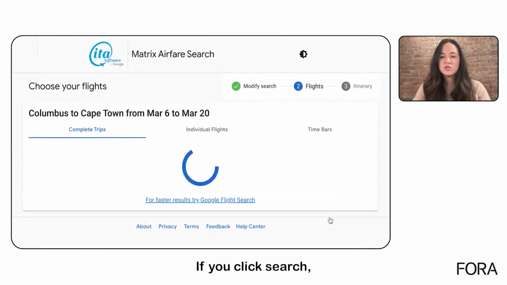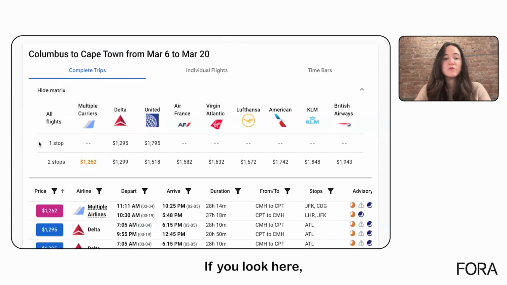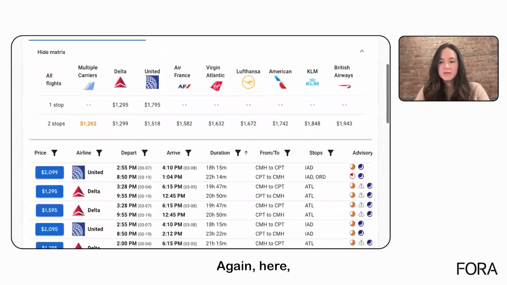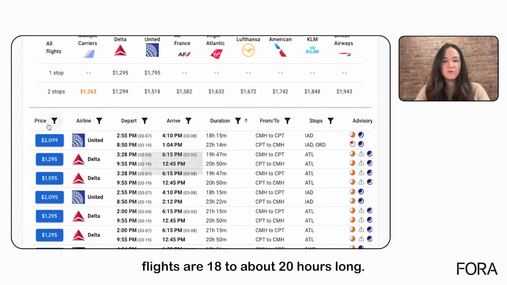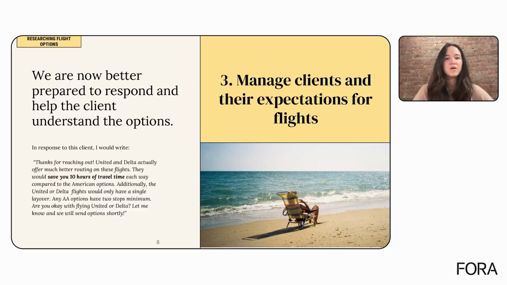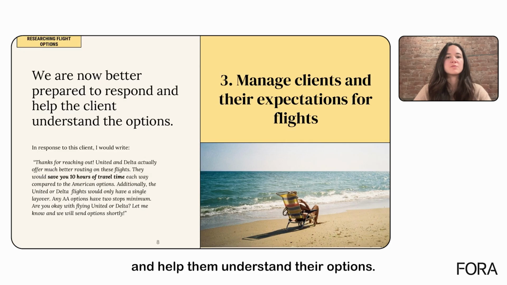If you click search, we'll see what we get. If you look here, you'll see that the only single stop options are on United and Delta. Anything on American here is going to be a minimum of 2 stops. When we sort by duration again here, we can see that these United and Delta flights are 18 to about 20 hours long. We are now better prepared to respond to this client and help them understand their options.